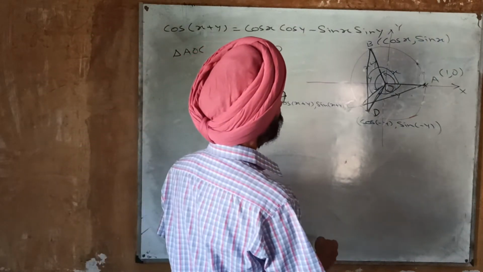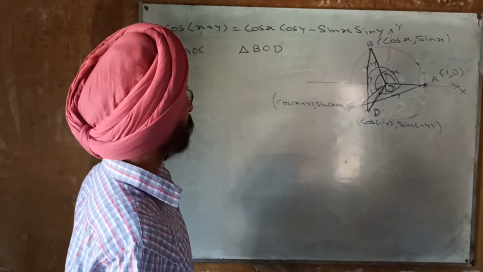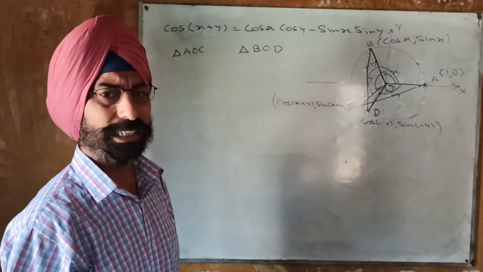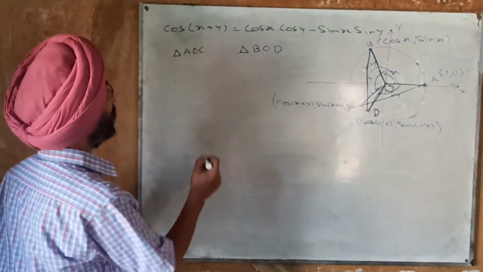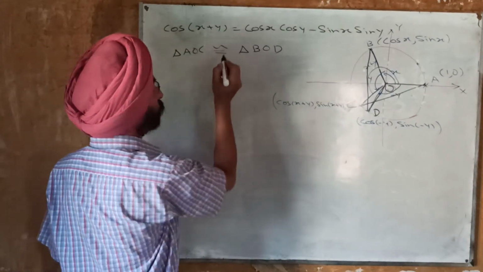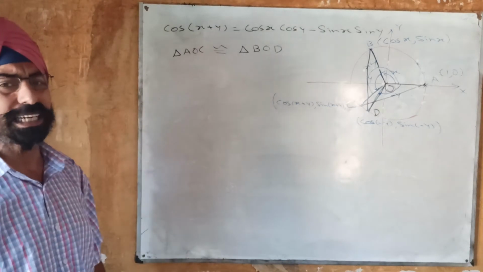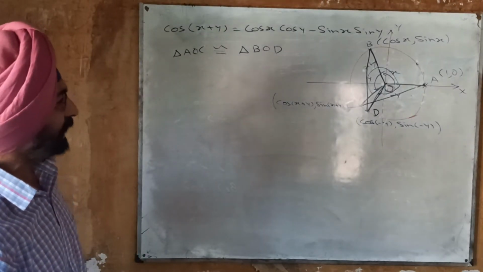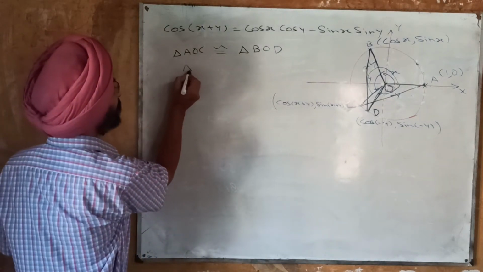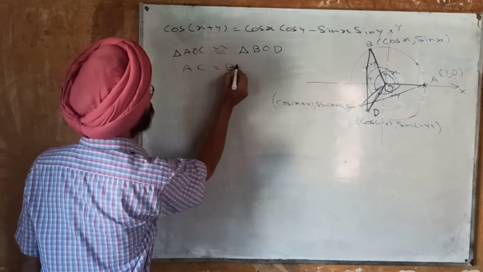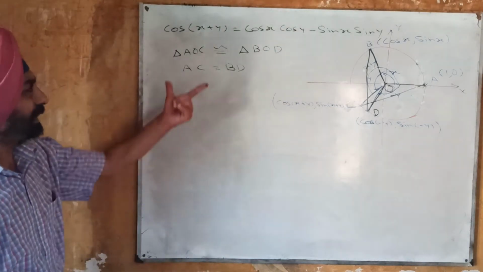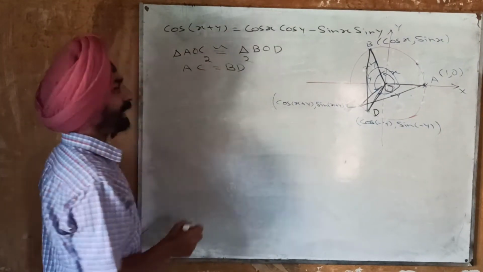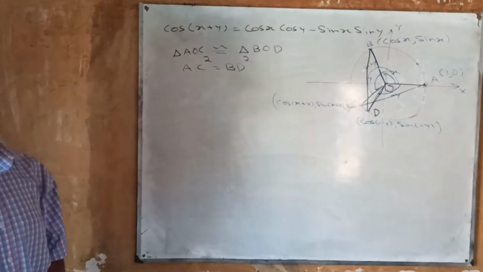So one is the triangle OAC and another is the triangle BOD. They are congruent triangles, and when two triangles are congruent, then their corresponding sides are also equal. And I am taking the corresponding sides AC and BD. So AC is equal to BD. When AC is equal to BD, their squares must also be the same. AC square is equal to BD square.